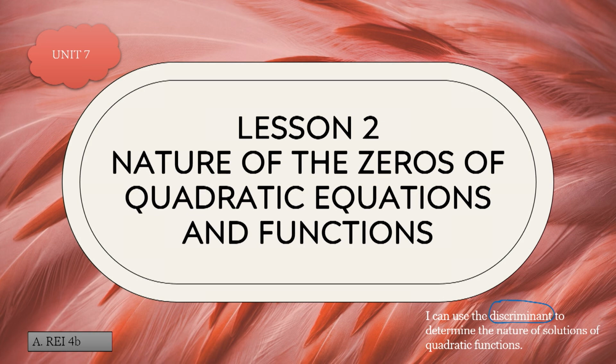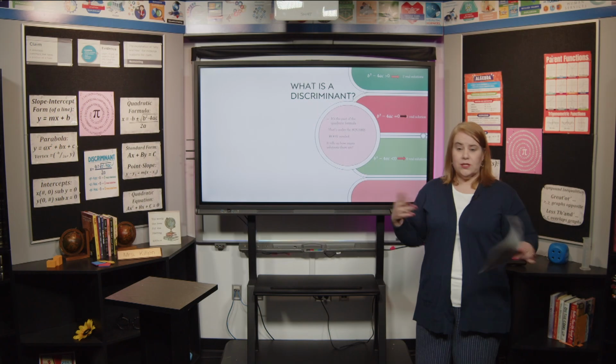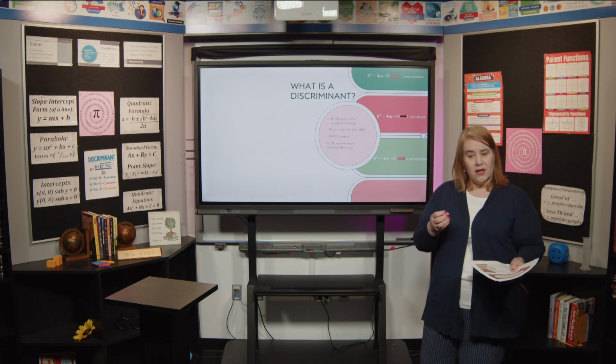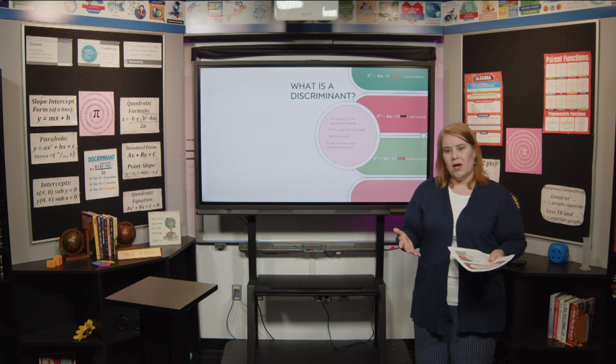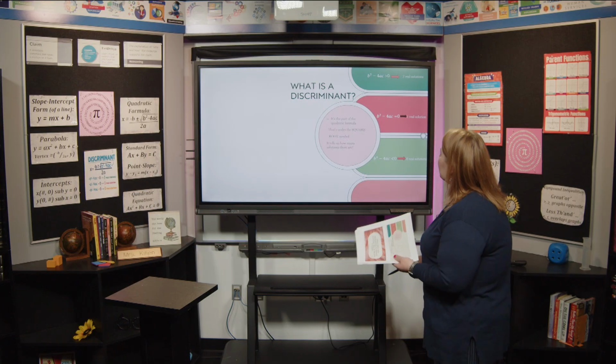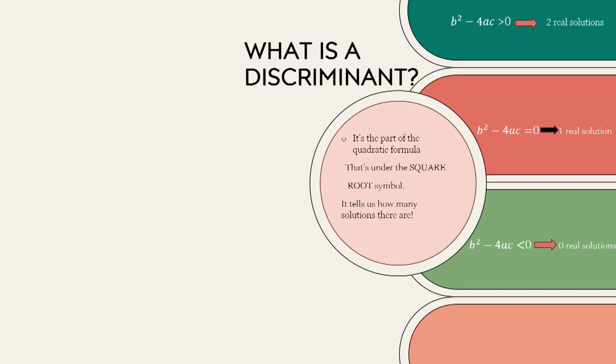All right, now, you're sitting there in your chair and you're going, what's a discriminant? So, I'm going to tell you. It's a new vocabulary word, and it's not one that you hear much. So let's look and see what a discriminant is. It's part of the quadratic formula that's under the square root symbol, and it tells us how many roots or how many solutions there are.